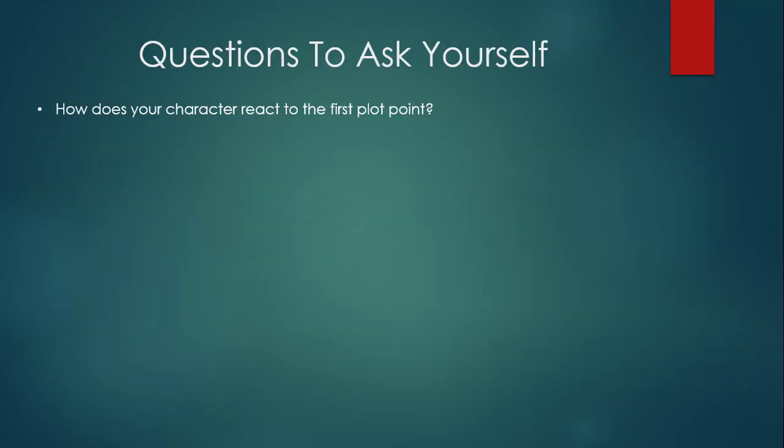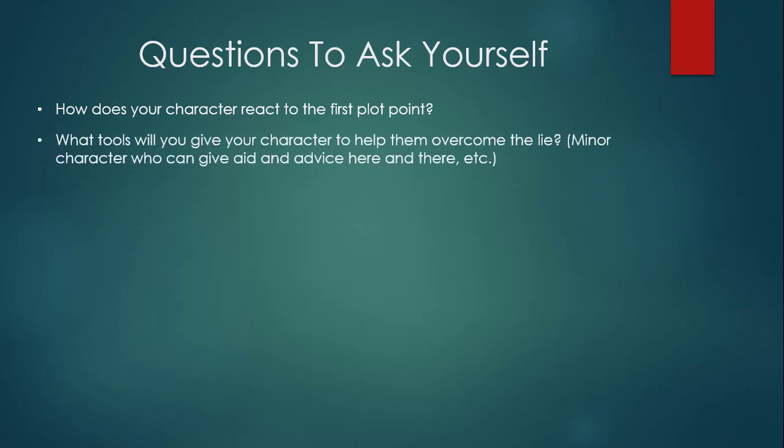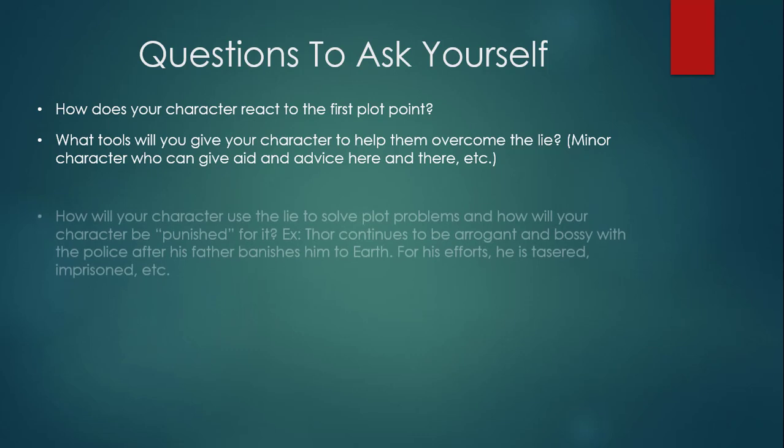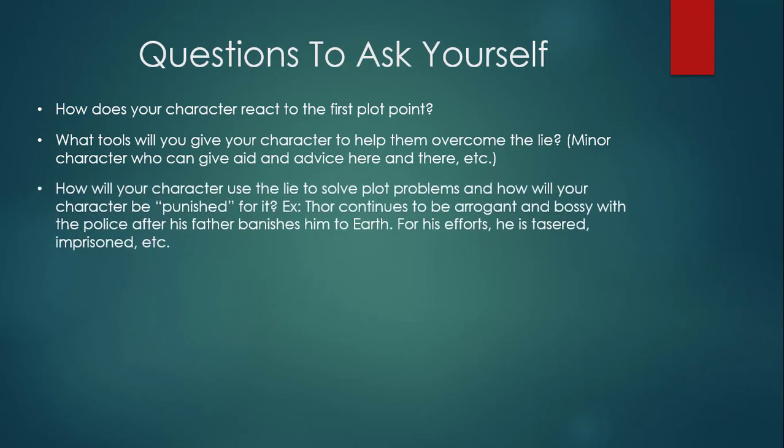So questions that you need to ask yourself as you work on this 25% of the book and outline and organize. How does your character react to the first plot point? That's going to be important. What tools will you give your character to help them overcome the lie? Minor characters who can give aid and advice here and there, actions that surprise your character, actions of others that impress upon them that maybe they need to change their thinking. How will your character use the lie to solve plot problems? And how will your character be punished for it?